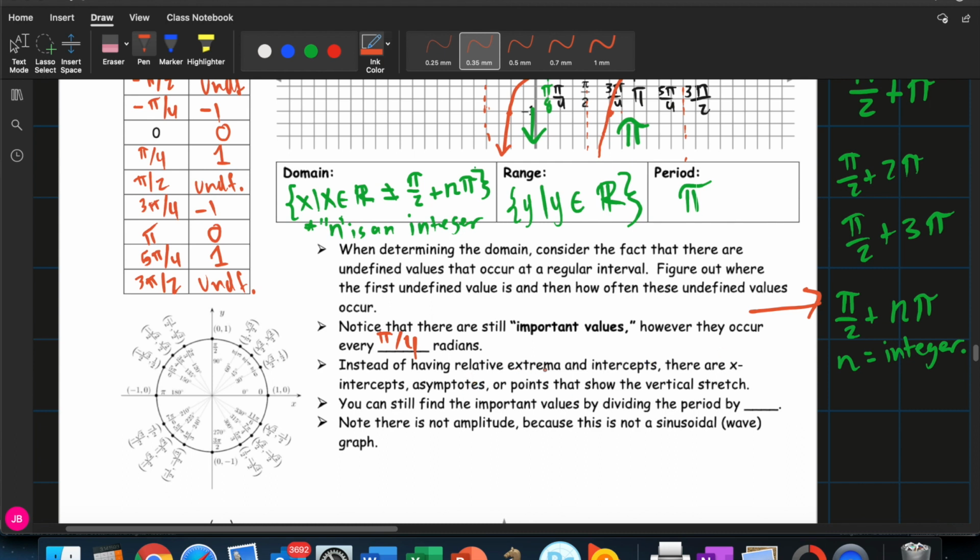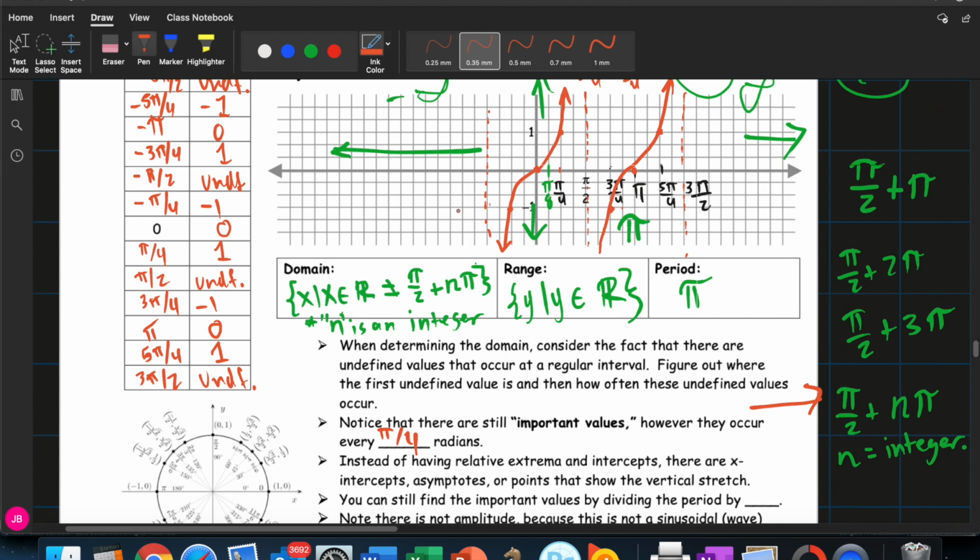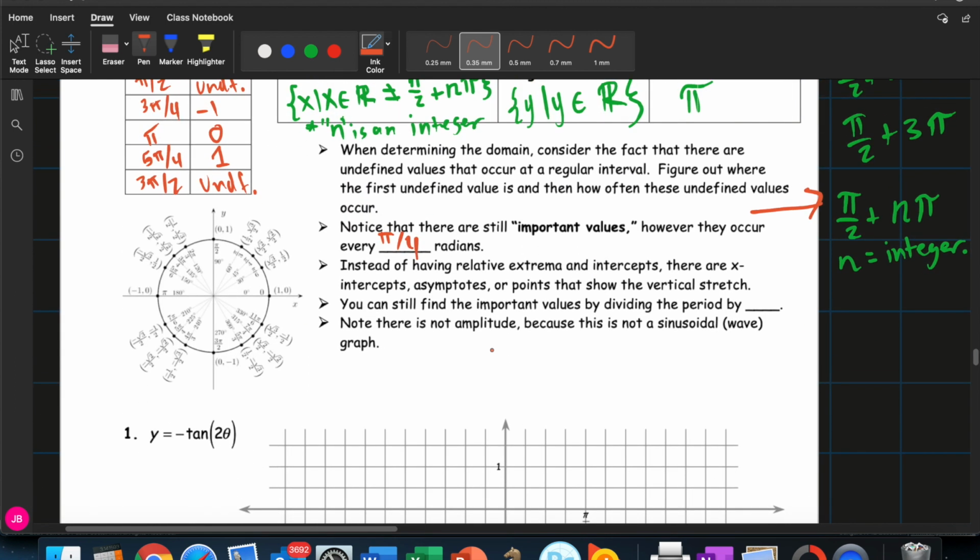And instead of having relative extrema and intercepts, there are x-intercepts, asymptotes, or points that show the vertical stretch. So x-intercepts, which is going to be this point right here, asymptotes, and these points are going to show you whether there's a vertical stretch or not. If they're at 1, they are not stretched, they are not compressed. But let's say that this point was like at 3. Then you know your graph was stretched vertically. And you can still find these important values by dividing the period by 4. So even in sine and cosine, you can find their important values by dividing by 4.